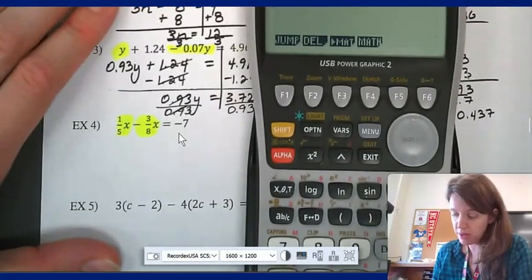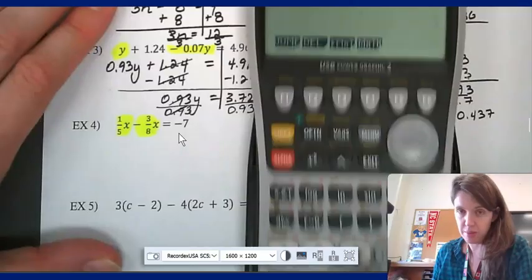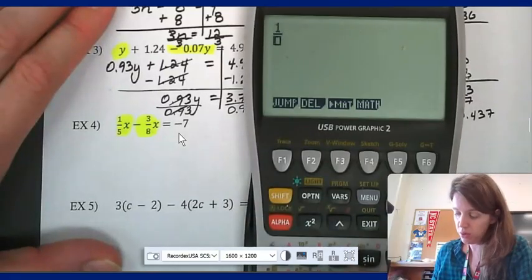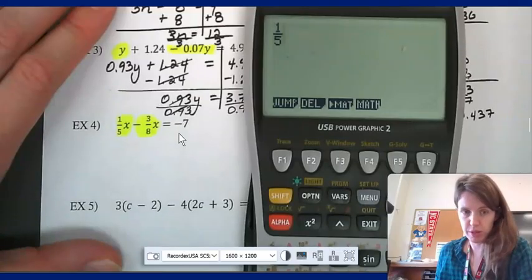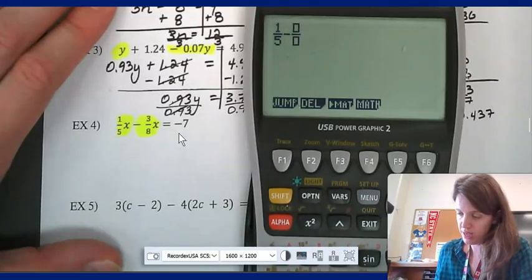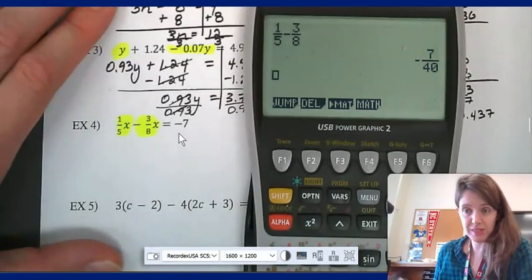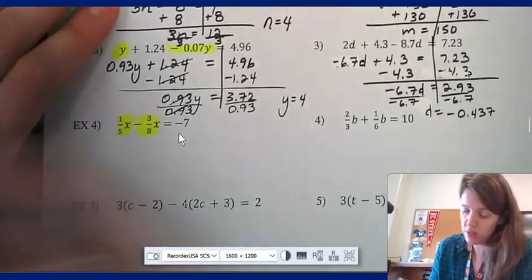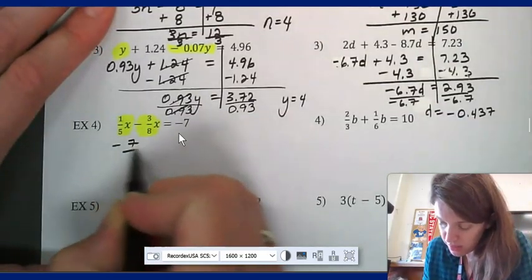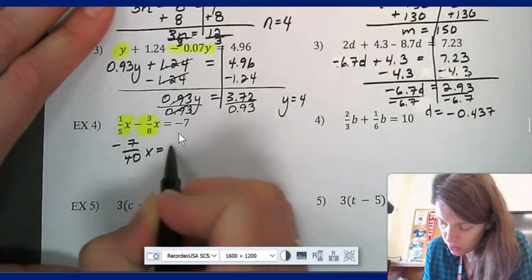Your fraction button in your calculator, we've learned, is this button, the ABC. So we have 1/5, and then we need to press over so we get out of that fraction, press minus, and then the fraction again, 3/8. Your calculator will do it for you. It is negative 7/40. So these two combine to give you negative 7/40x.